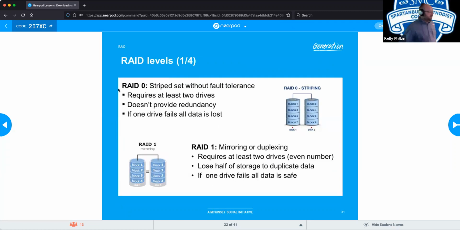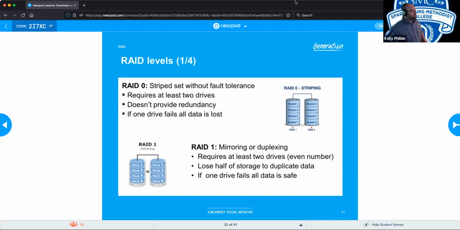RAID 0. Its nickname is striping. It stripes the data across multiple drives. You need to have at least 2 drives minimum to be able to set up a RAID 0 array. And it has 0 redundancy, meaning if one drive fails, you lose all of your data.